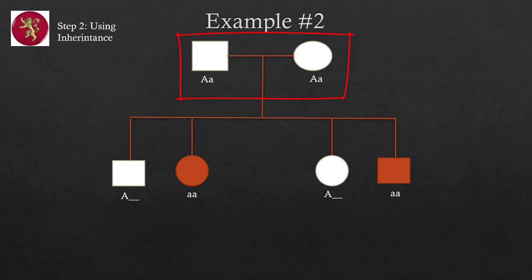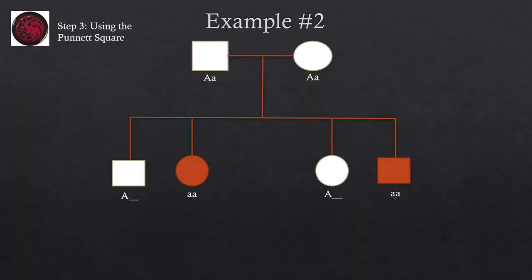Unfortunately, we can't determine what the hidden allele is for the 2 unaffected kids, because the parents don't have easy to decipher genotypes. So we're going to go on to step 3 and use a Punnett square. Since we haven't been able to determine the second allele of the offspring that aren't affected by the trait, we're going to have to use a Punnett square.